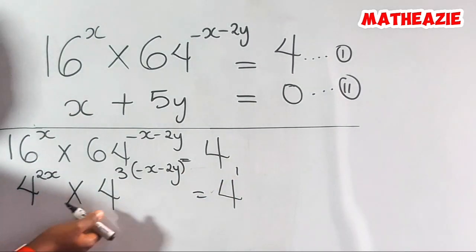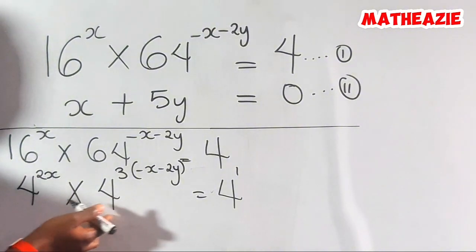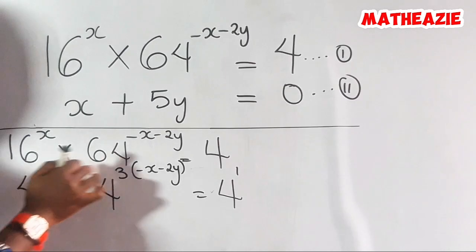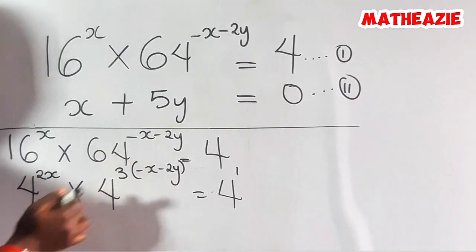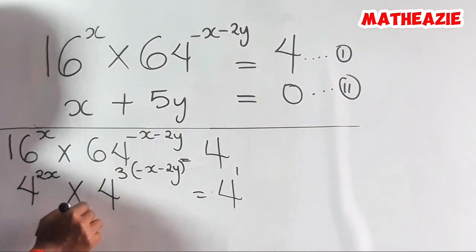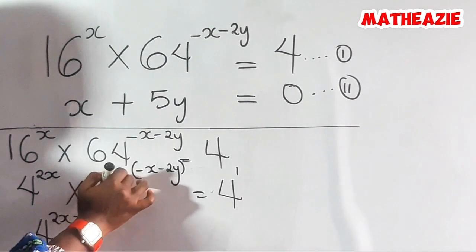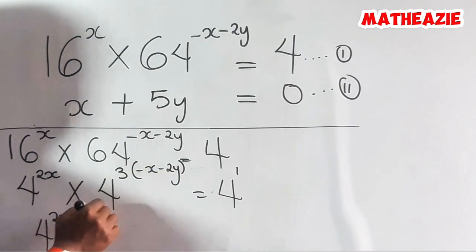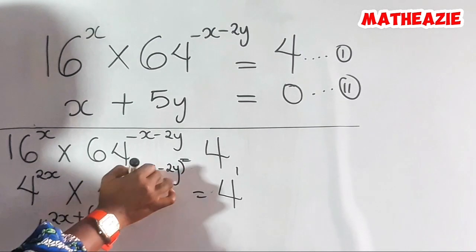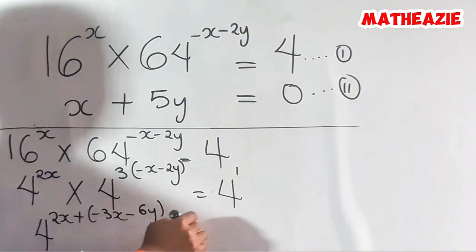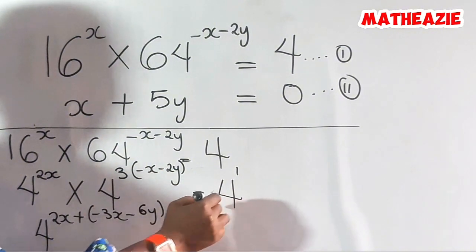I'm going to apply the law of indices at this left-hand side, change this multiplication to addition, and add the powers since they have equal bases. So, I'll choose one of the bases, and then it becomes 2x plus, if we have 3 times minus x, that will give minus 3x, right? So we have minus 3x. 3 times minus 2y will give minus 6y equals 4 raised to the power of 1.